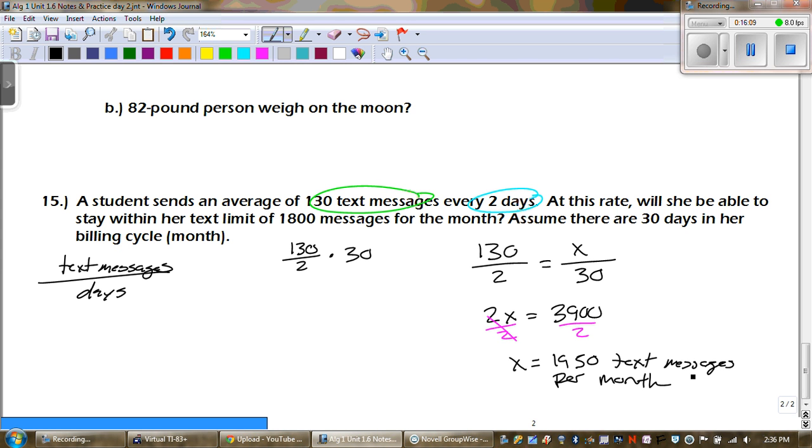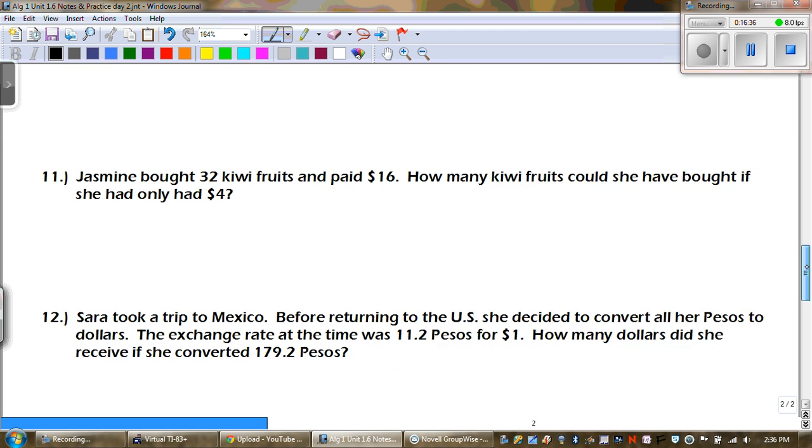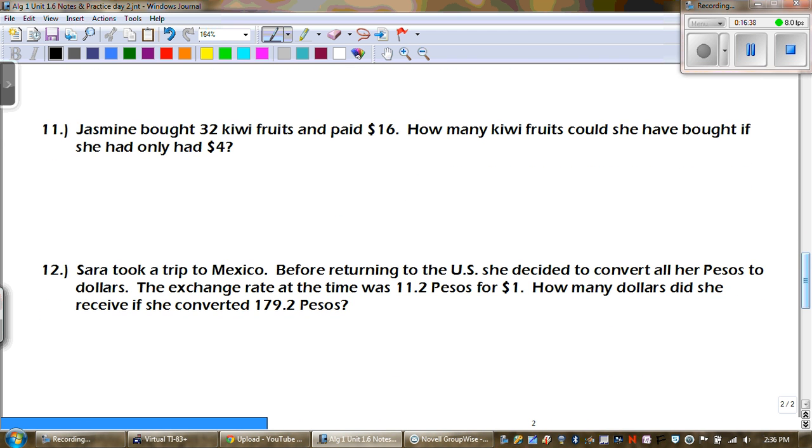Now, the question was, are they going to get there? Will she be able to stay within her text limit? If she stays at this rate, is she going to be able to stay within her text limit? No. And we just proved it right there that she would have 1,950 text messages. Now, what I want you guys to do is to finish this page. I'm going to have the answers up, but first, you have to pause the video. So pause the video, do 10 through 14, A and B, and then open it back up.